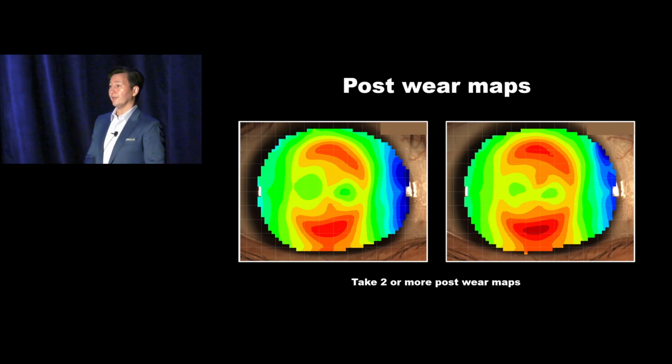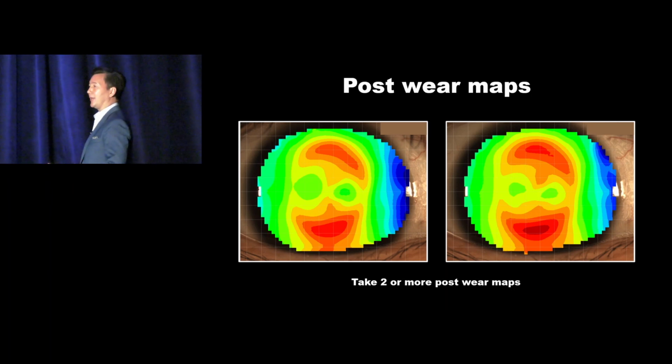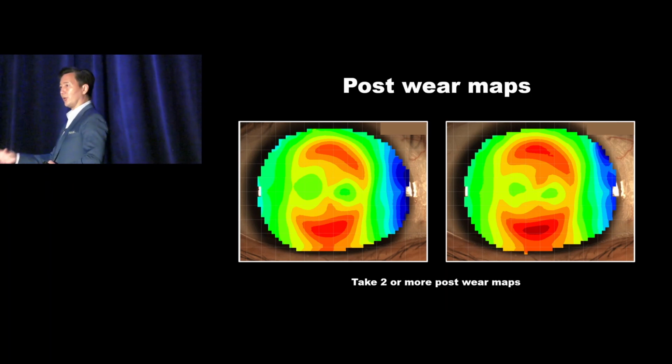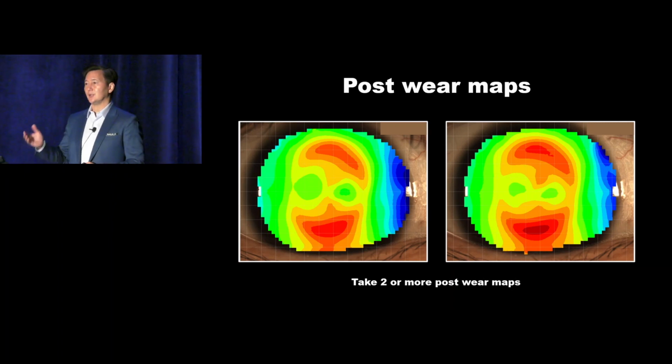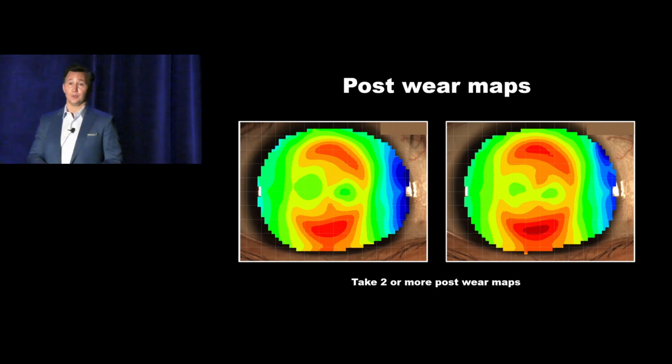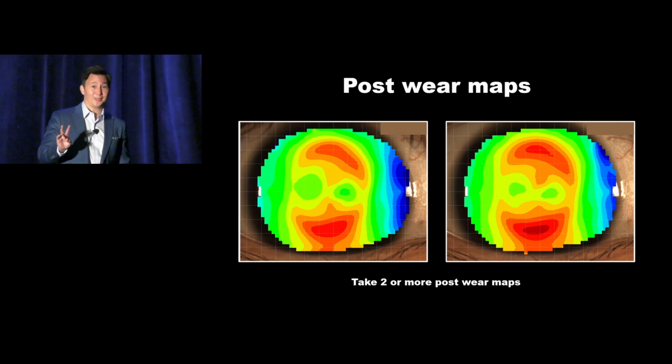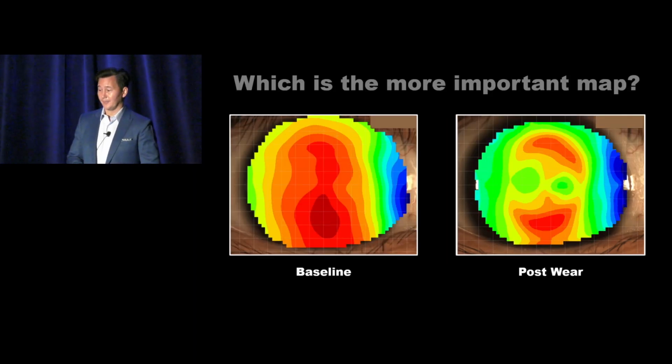And that way, if one or two of the maps is erroneous, you can throw those out and use the other 2. As you get better and better at recognizing good from bad topography post-wear, then you only really need 2. But never take just 1. Take at least 2 post-wear.